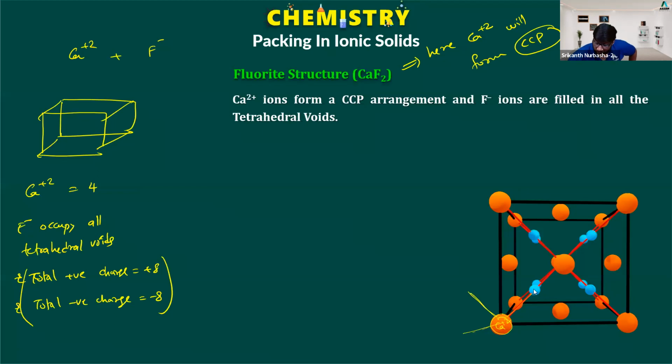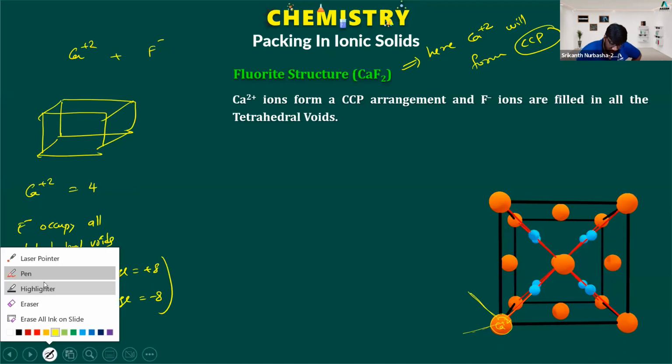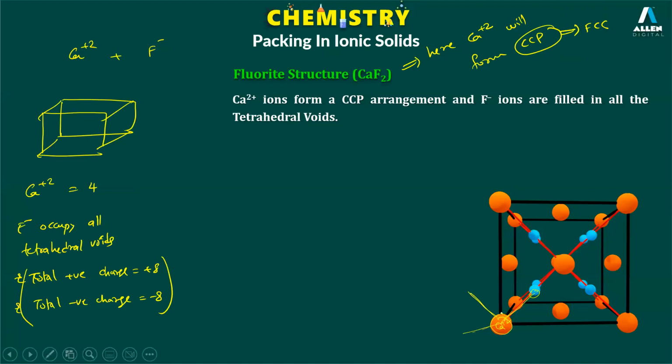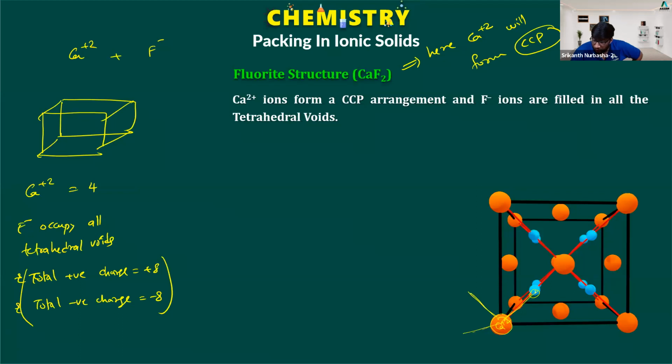But now look at the coordination number of F minus. This F minus is going to be surrounded by how many nearest neighbors? One is this one, one is this one, and one is this one. Yes, it will be surrounded by 4 nearest neighbors. Now what is the coordination type? Cation to anion, 8 is to 4. 8 is to 4 coordination type.